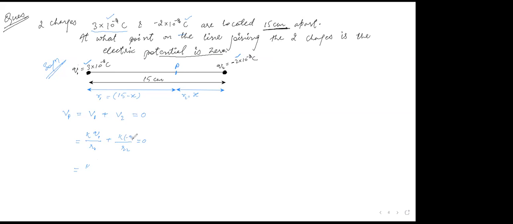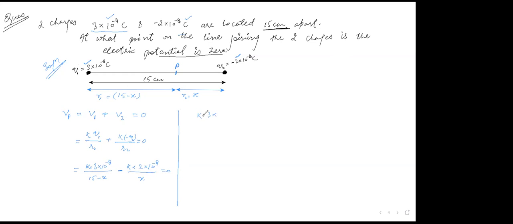Do you understand the reason behind the negative sign for Q2? So finally we get kQ1. What is your Q1? It is 3 into 10 raised to the power minus 8 over R1. What is your R1? R1 is 15 minus X. This plus and minus will be minus k. What is your Q2? Q2 is 2 into 10 raised to the power minus 8 over X, and the sum should be 0.